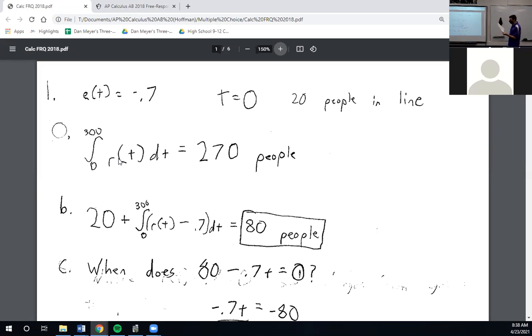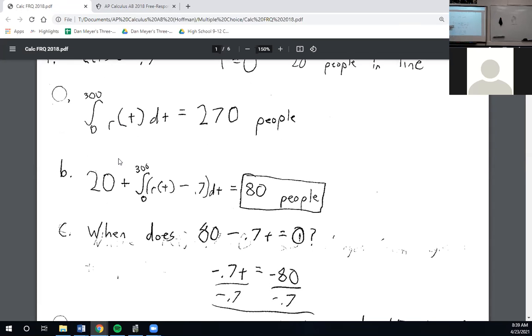For t greater than 300, the rate in is 0, so there's no one getting in line. What is the first time that there are no people in line for the escalator? So since there are 80 people in line at 300, then there's only the rate out, which antiderivative would be negative 0.7t.